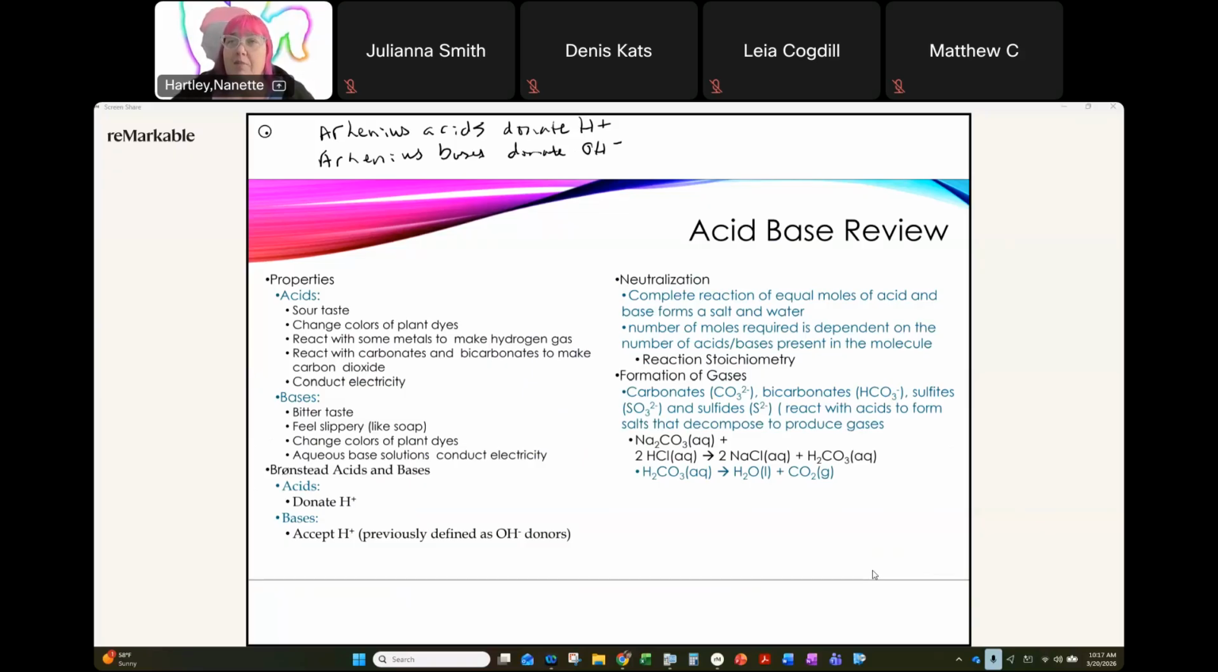Now, when we talk about neutralization, we're talking about the complete reaction of equal moles of acid and base to form a salt and water. And what I mean by a salt is an ionic compound. So could be something like sodium chloride, could be anything, as long as we've got an ionic compound and water that comes out of that reaction. And that's always what we see. We have to pay attention to the reaction stoichiometry when we do that. Now, the majority of the time, it's a one-to-one relationship. Okay, that's almost always what we use.